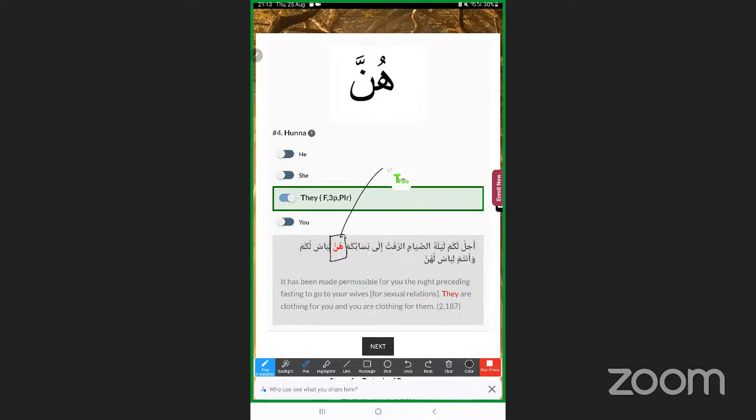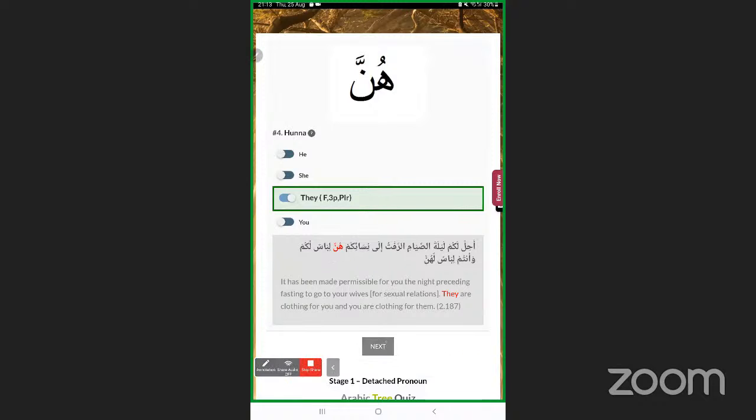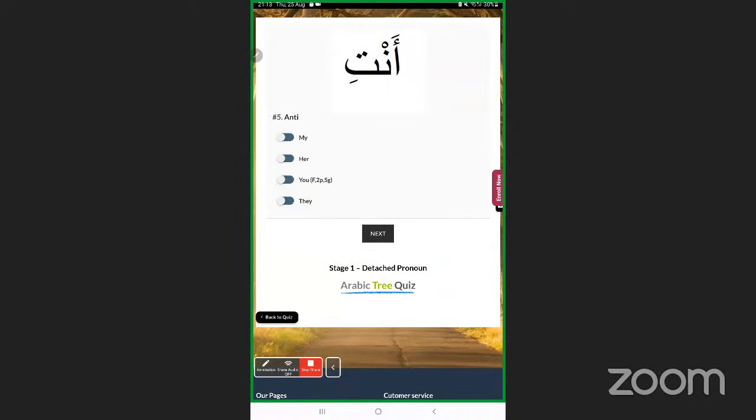If it is a detached pronoun, declension wise, which stage is this pronoun in? Rafa stage. MashaAllah. Challenge yourself. Anti. This "an" is telling me that this is related to second person. Second person, female. It's a "you", but female.